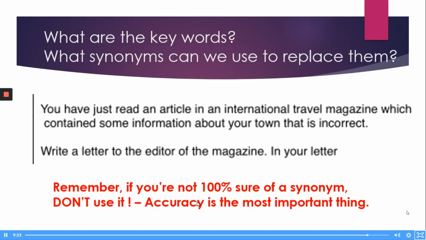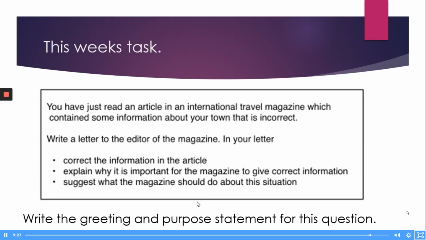Okay, so that brings us on to your task. So this week's task is write the greeting and purpose statement for this question. You have just read an article in an international travel magazine which contains some information about your town that is incorrect. Write a letter to the editor of the magazine, and then in your letter, we don't have to worry about the bullet points yet. We'll look at those in the coming weeks.